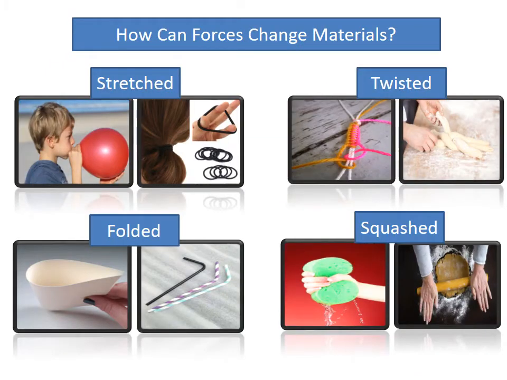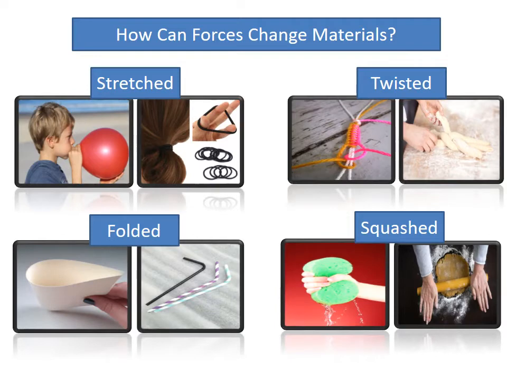How can forces change materials? We can use a force to change the shape of a material. Some materials can be stretched. A balloon stretches when you blow into it. An elastic band stretches when you pull it. Some materials can be twisted. String can be twisted to make bracelets. Dough can be twisted into shapes.